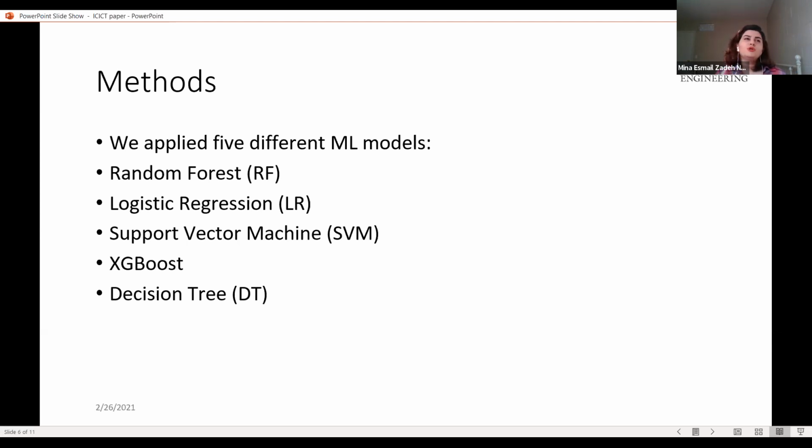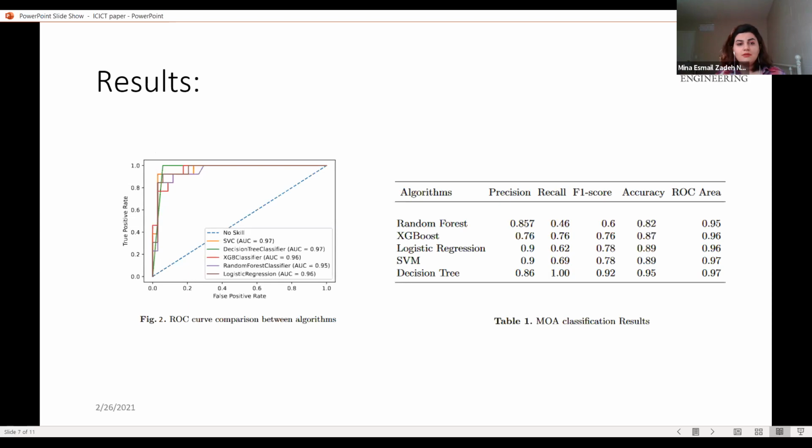We couldn't use better models, like BERT or something like that, because these kinds of neural network models need a pretty large data set, but unfortunately our data set was not large enough to be usable for neural network models. Here you can see the results.